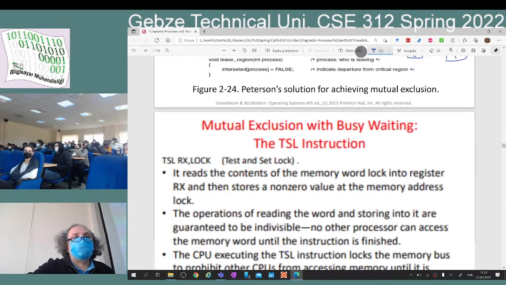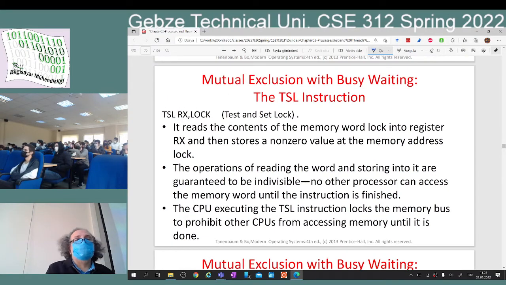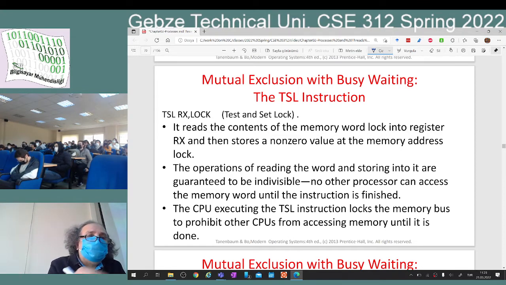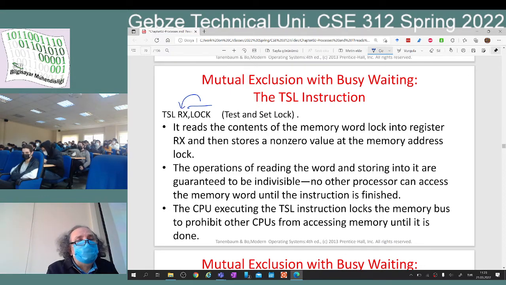And the CPU says, okay, I am going to give you this instruction, TSL, test and set lock. Remember our lock thing, we are going to check it and we are going to increment it at the same time. TSL does that. TSL reads the contents of the memory word lock. Lock is a memory word. It reads this value of lock into this register, RX, R1, R2, R3, whatever. And after it reads it here, it increments the value of this lock by one, or it stores a non-zero value inside this lock. This is done at the same time, without any possibility of having an interrupt. So two things are done at the same time.